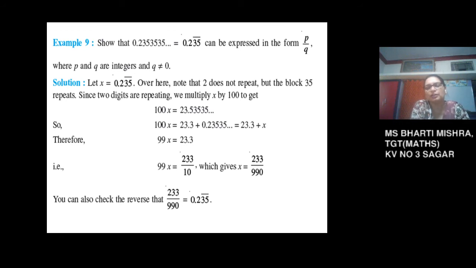a fraction, we have got 1 place after the decimal, so we are dividing by 10, and 99 by cross multiplication by 10 comes to be 990, and hence we have represented it as 233 upon 990.